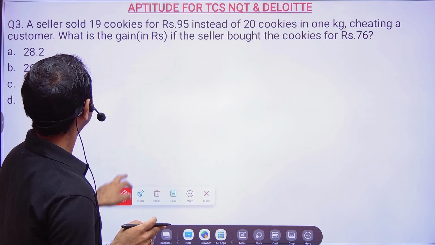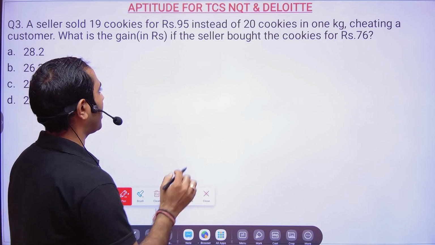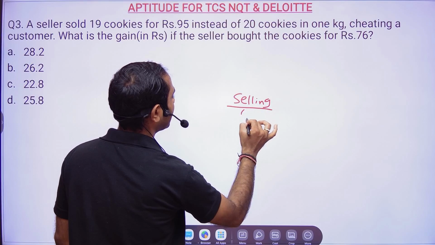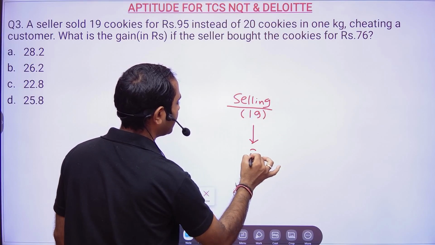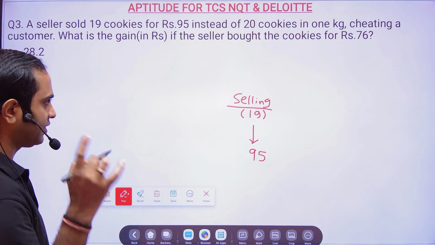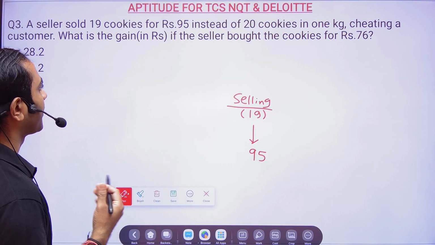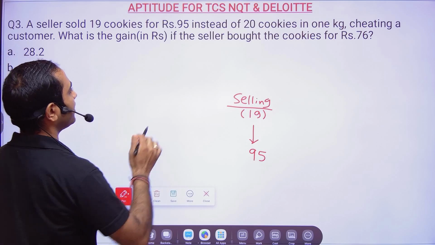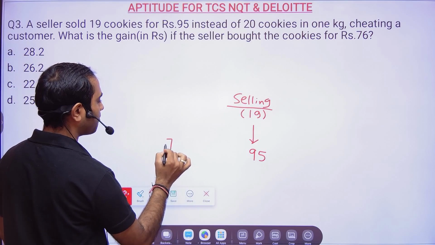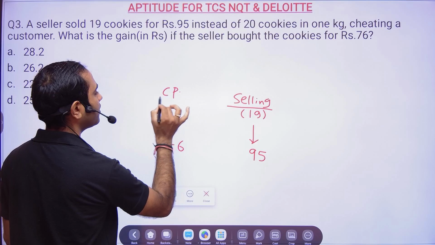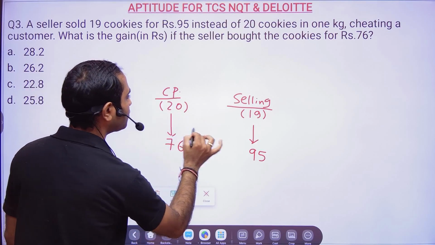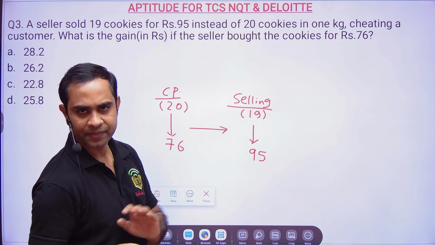A seller sold 19 cookies for 95 rupees. If we talk about the selling, he is selling 19 cookies for how much? 95 rupees. Instead of 20 cookies in 1 kg, so 1 cookie he is cheating. What is the gain in rupees if the seller bought the cookies for rupees 76? So he has bought it for 76 rupees, but how many cookies? 20 cookies. But what he is doing? He is selling 19 cookies for 95 rupees.